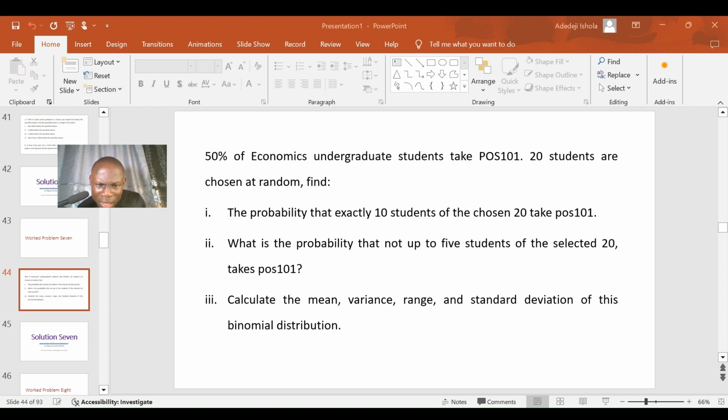And lastly, we have to calculate the mean, variance, range, and the standard deviation of this binomial distribution. That is, we are to calculate the dimension of variability or dispersion from this binomial. This is a very simple and straightforward question.